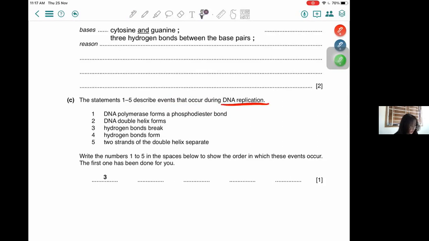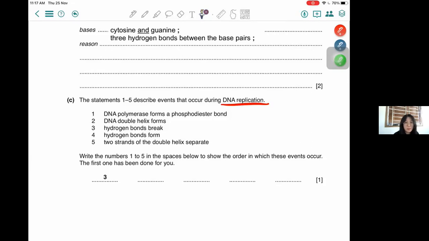So first, DNA polymerase forms a phosphodiester bond. 2, DNA double helix forms. 3, hydrogen bonds break. And 4, hydrogen bonds form. 5, 2 strands of the double helix separate. Write the numbers 1 to 5 in the spaces below to show the order in which these events occur. The first one has been done for you. So the first one has been given, which is 3, the hydrogen bonds break.